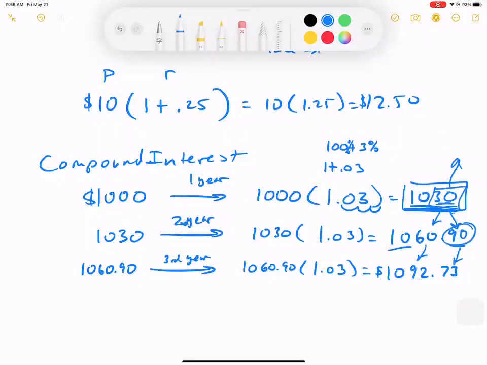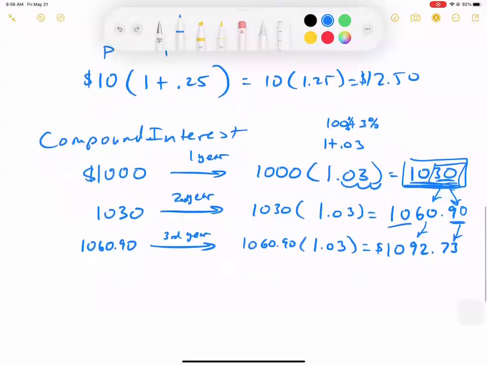You might say 90 cents isn't a big deal. You know what, you're right, 90 cents is not a big deal. But what if it wasn't 1,000? What if it was 10,000? That would have been $9. What if it was 100,000? That would have been $90. So our interest off our interest adds up. And this is what we call compound interest. Now, if I ask you to continue this pattern for, let's say, 10 years, would you agree this would pretty much fill up the whole paper?